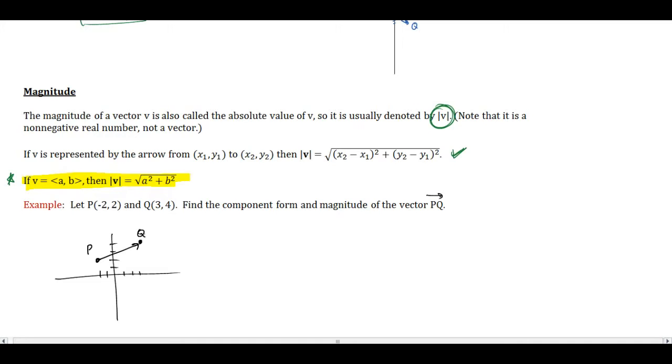Now, if I want to know this thing in component form, I have to move P to the origin. Some people will say, hey, just move P right 2, down 2, and it'll be sitting at the origin. If I do that, I also have to move Q right 2, down 2. And where will that put it?